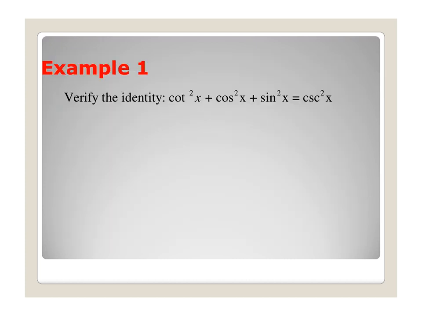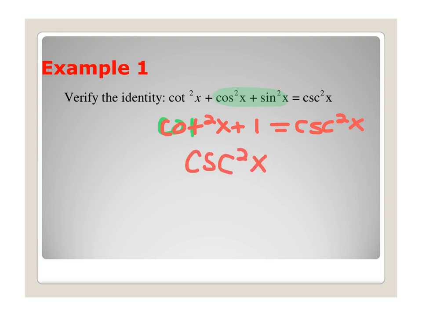It says verify the identity cotangent squared plus cosine squared plus sine squared equals cosecant squared. So which one is more complex, left or right? Left. What do you see on the left that you can replace? Cosine squared plus sine squared is what? 1. So right off the bat, I can say that cotangent squared x plus 1 equals cosecant squared x. And then go back to your trig identities. What is cotangent squared x plus 1? Cosecant squared x. Super easy.